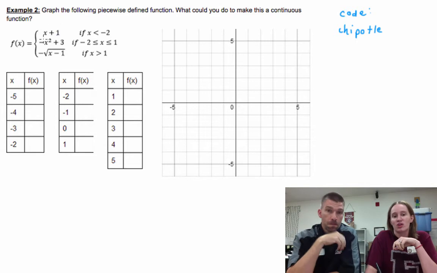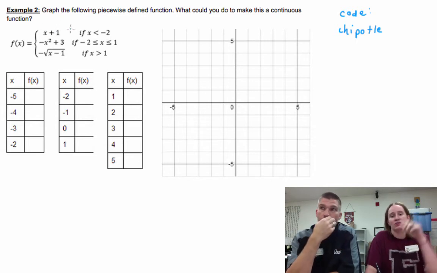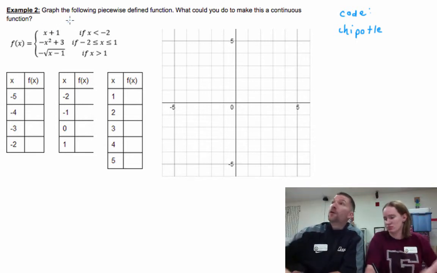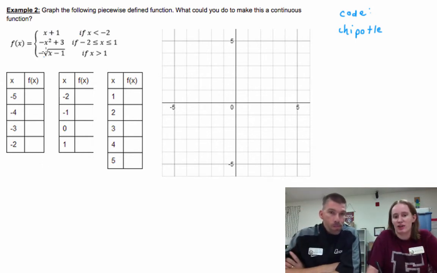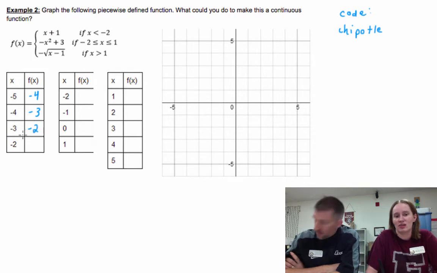Right. So if x is less than -2, that's this first one. So plug in -5 and you get -4. Plug in -4 and you get -3. Plug in -3, -2. -2, you plug in and you get -1.